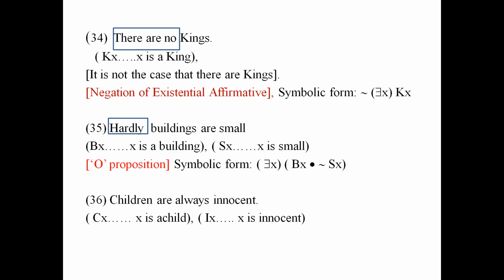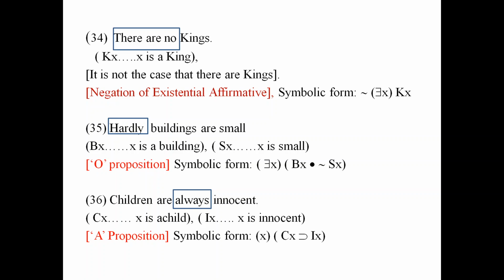36. Children are always innocent. Always word is used with two classes, so it's an A proposition. So universal quantifier phi x horseshoe psi x. Replace phi by C and psi by I. So the written expression will be universal quantifier Cx horseshoe Ix. It will be read as given any x in the class, if x is a child, then x is innocent.